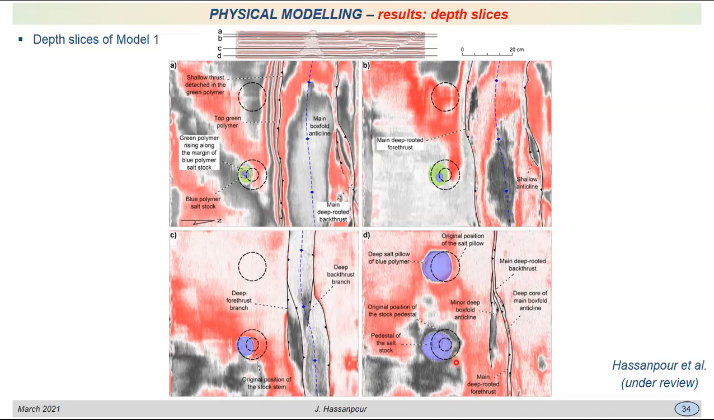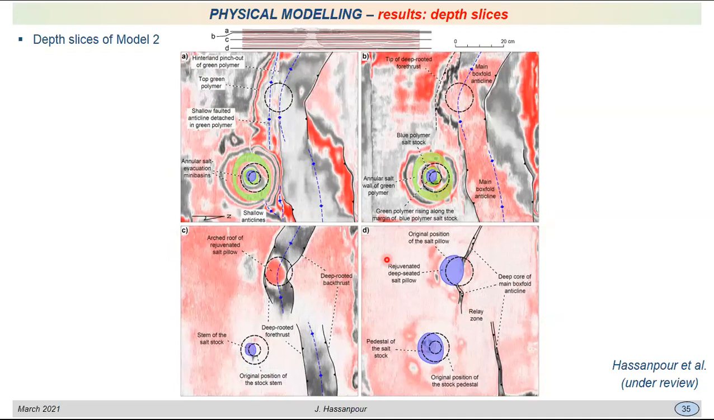So the interesting point about the salt structures is that in the case of the salt pillow and the salt stock, they show forelandward translation due to shortening of the model. But as you can see, this is the final geometry of the salt pillow, and this one is the original geometry of the salt pillow. So it doesn't show any change in the shape of the salt pillow because it has not been reactivated during shortening.